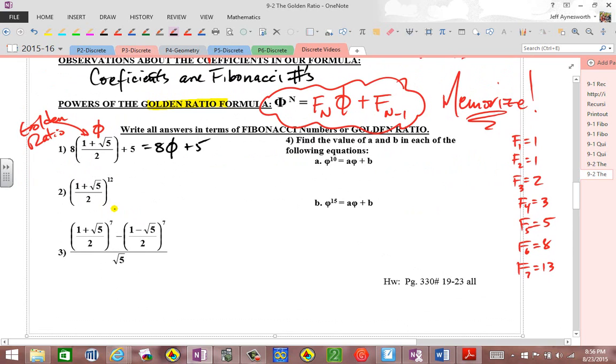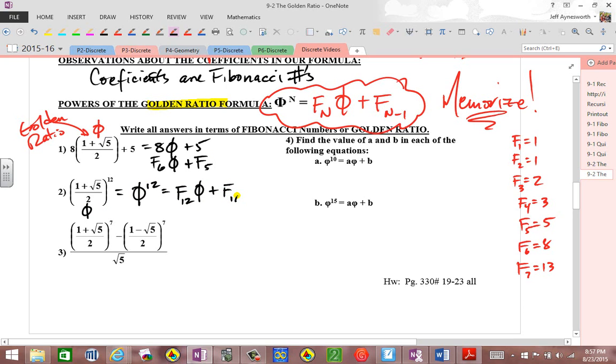So 8 is the sixth one. All right, so this is F6 times phi plus 5. 5 is the fifth one, the one preceding, right? So F5. Okay, remember that. It's always the nth Fibonacci times phi plus the one preceding it. Okay, this right here is just phi to the 12th. But what's that? Well, according to the formula, it's the 12th Fibonacci number times phi plus the one before it, which is F sub 11.